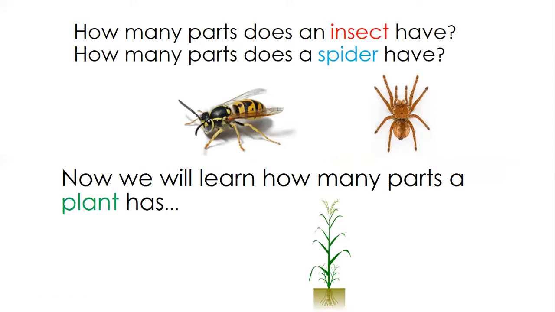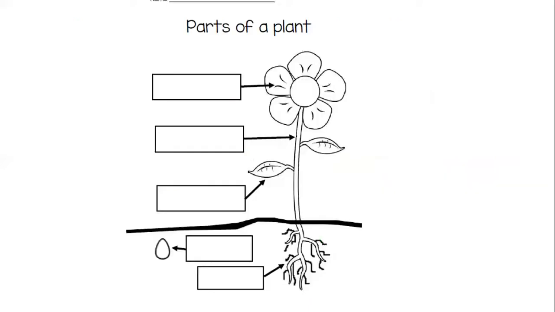As a review, how many parts does an insect have? Yes, 3 parts. And I heard someone yell out, and 6 legs, Mrs. Stevens. You're right. How many body parts does a spider have? Yes, 2. Very good. And they have 8 legs. Excellent. Now we will learn about how many parts a plant has. In this picture, a plant has 5 different parts.